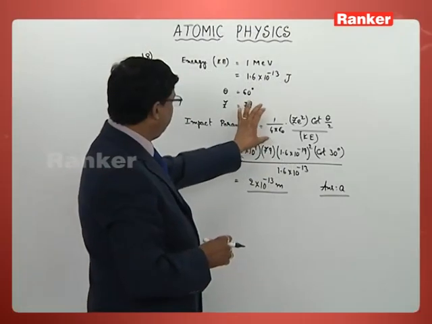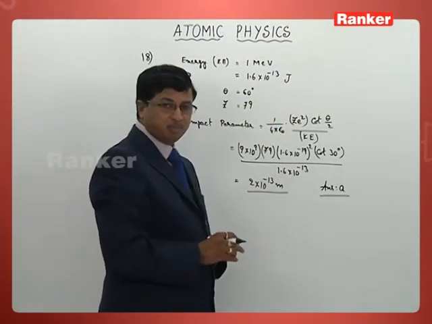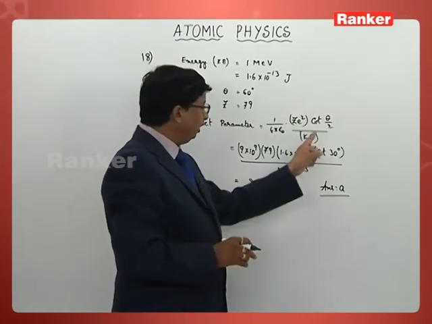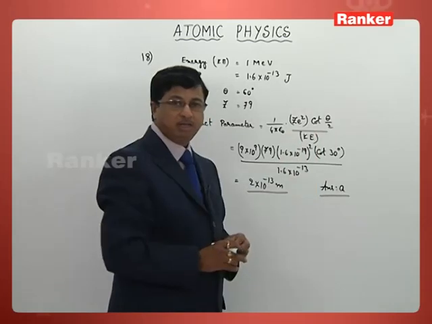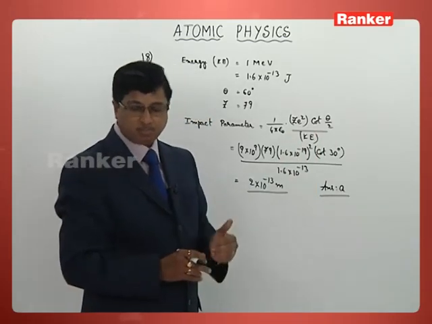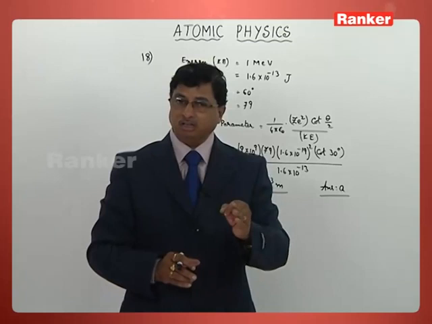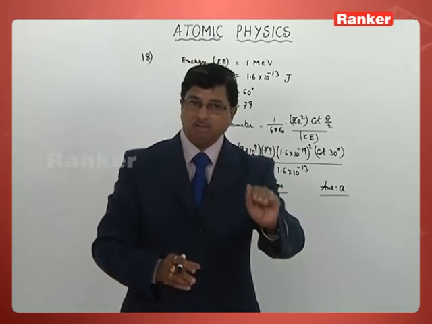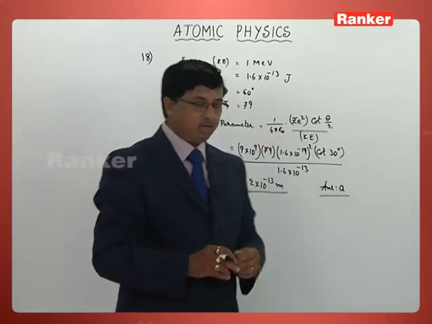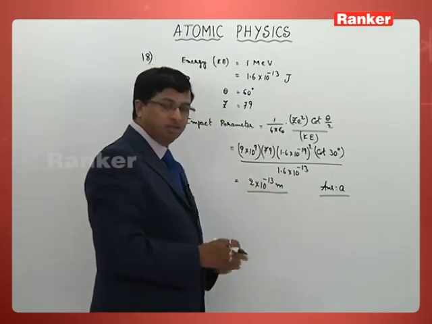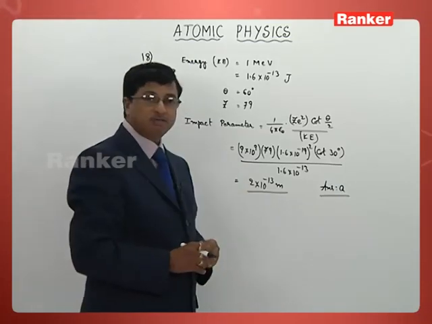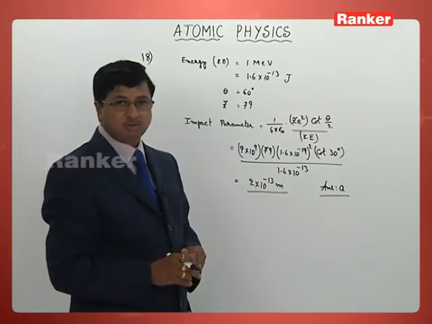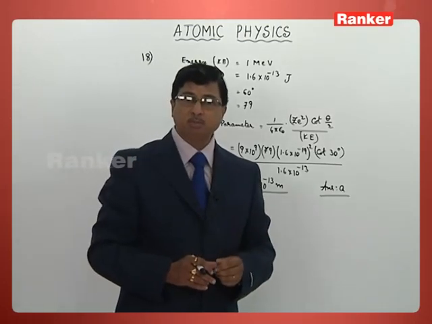So what is the formula you people should remember for impact parameter? It's 1 by 4 pi epsilon naught ZE square cot theta by 2 divided by the kinetic energy of that particle which is being deflected there, or which has been scattered by that particular nucleus. So the correct option for this one is near around 2 into 10 power minus 13 meter. So the first option will be the correct option for us. So the answer for this problem is A, that is problem number 18.